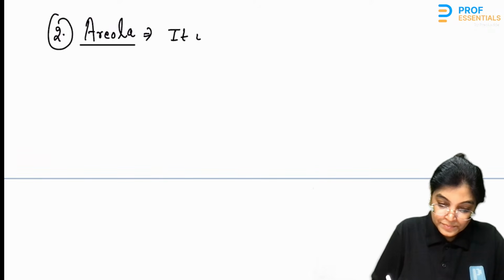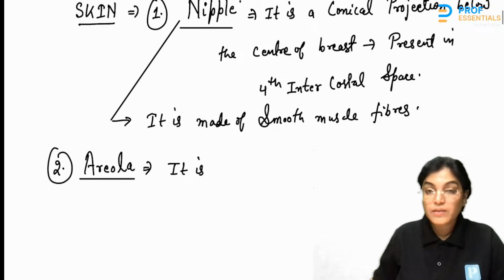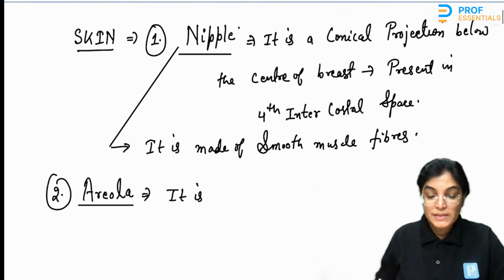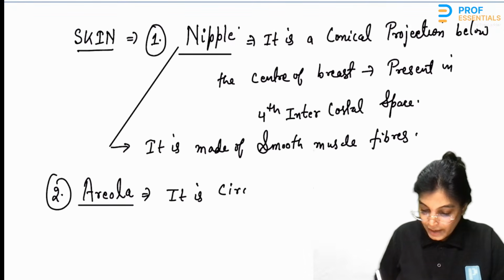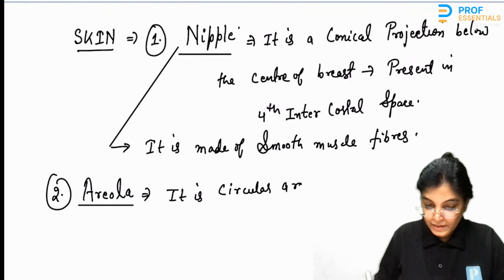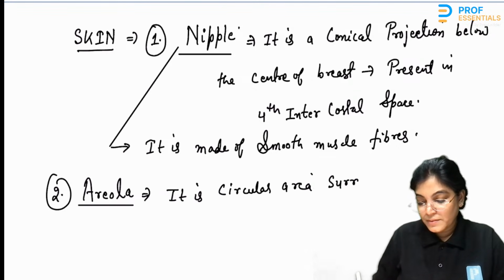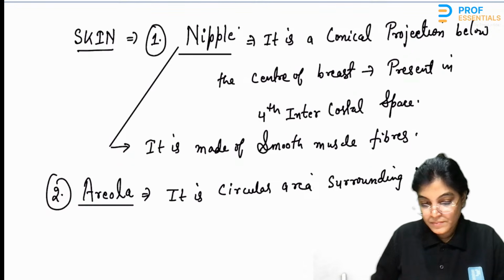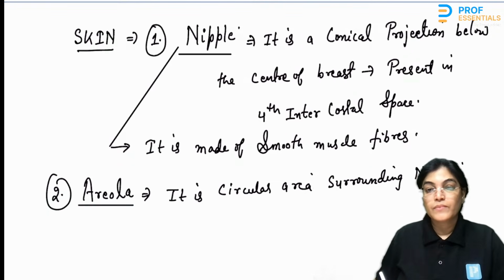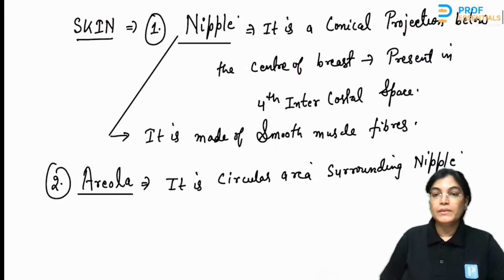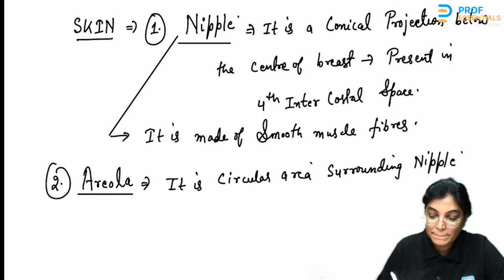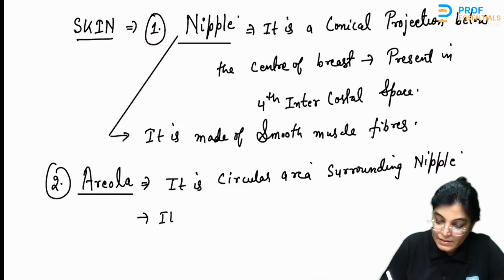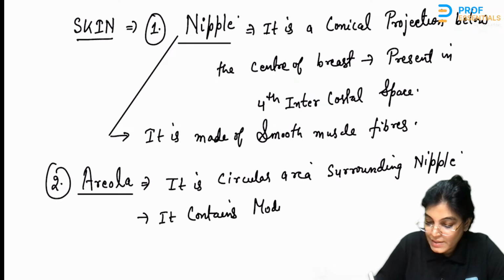It is a circular area surrounding the nipple. It contains modified sebaceous glands.